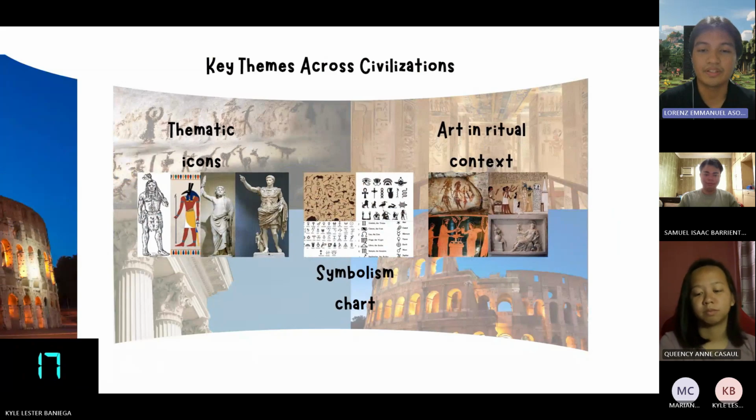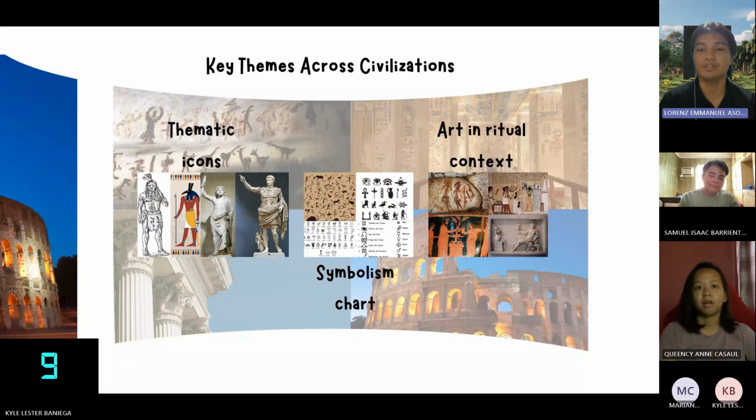Though despite differences, all these periods valued storytelling, symbolism, and identity. Art became a voice for religion, politics, and culture.